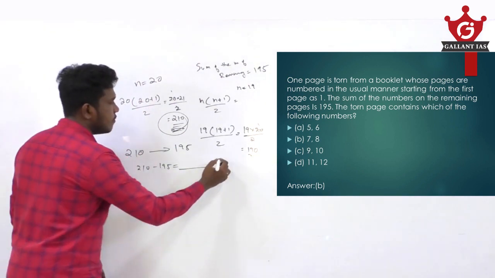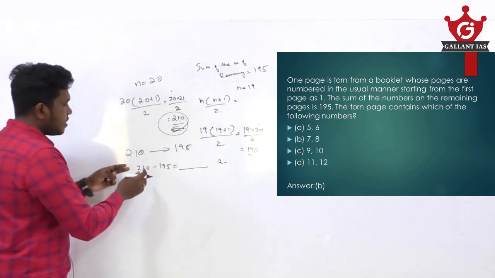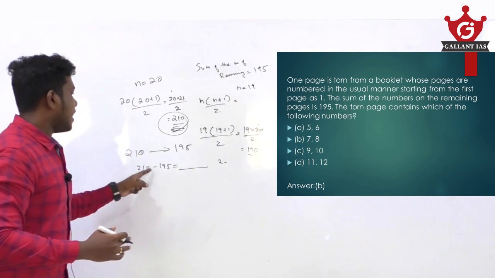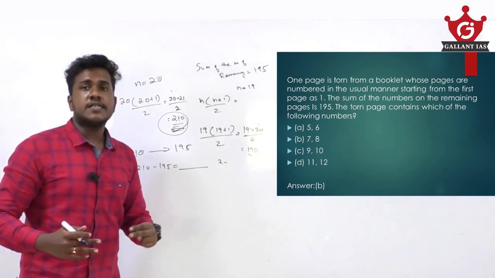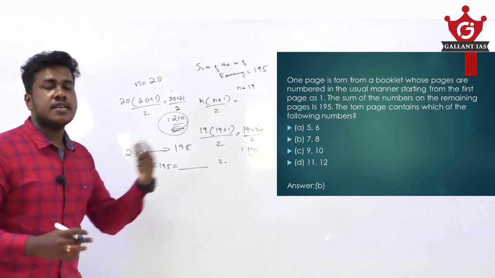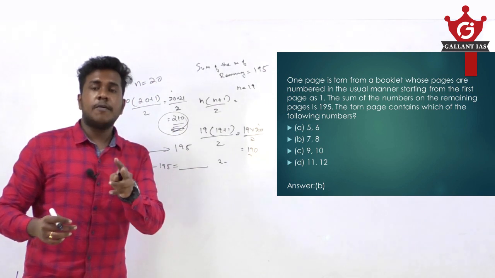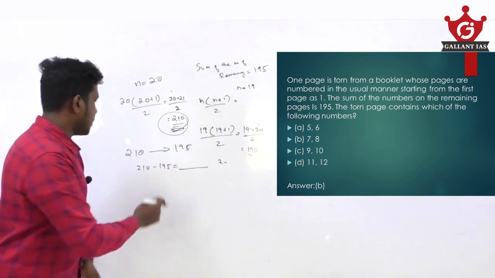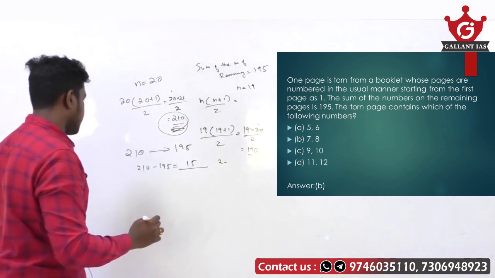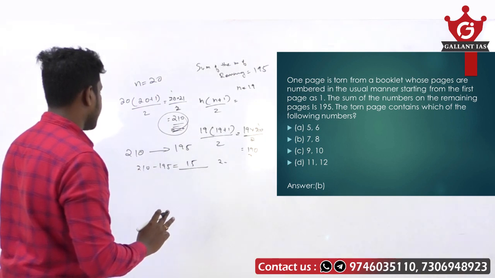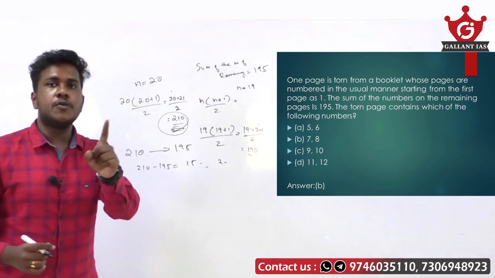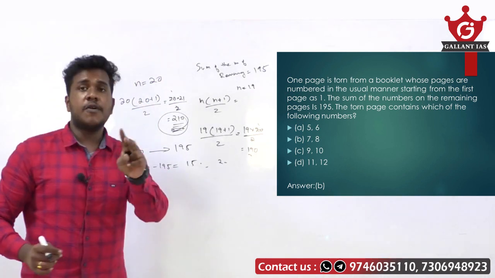Okay, that means 2 pages are torn out, and 210, that is the sum of the total number of pages without tearing out, minus 195, the sum of the total pages after tearing out, will give a certain value. That value will be the sum of the 2 pages, right? So here 210 minus 195, you will be getting it as 15, right? Check whether it is correct or not. Yeah, 15. So this 15 is actually the sum of the 2 missing pages.